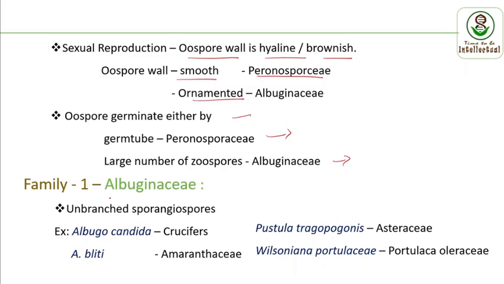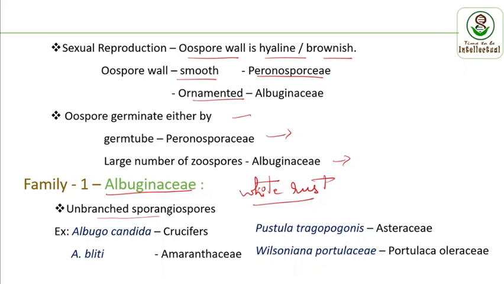So under this, let's see a family. The family one, that is the Albuginaceae family. When we come to the Albuginaceae family, the main thing we remember is white rust on Brassica species, etc. The white rust, that is a false rust, you can say.